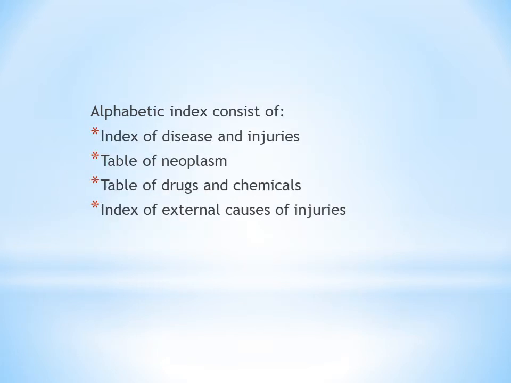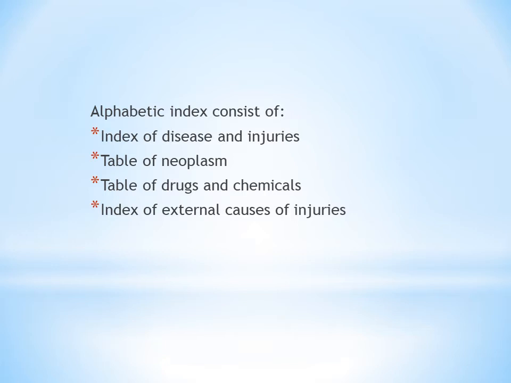The alphabetic index consists of four indexes. The first one is the index of diseases and injuries. The second one is the table of neoplasms. The third one is the table of drugs and chemicals. The fourth one is the index of external causes of injuries. I'll just tell you what is included in these indexes, and I'll do another video to show you how to take codes from the book.